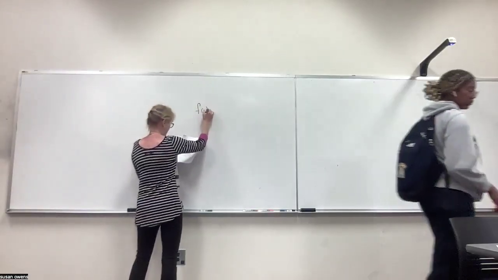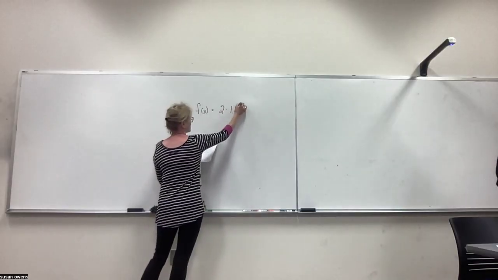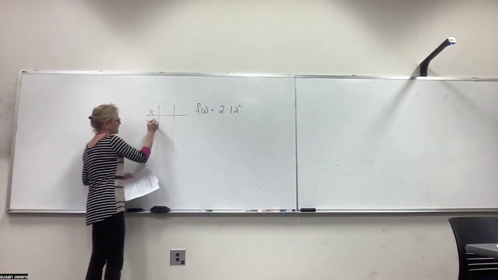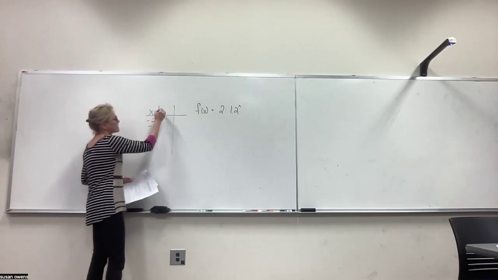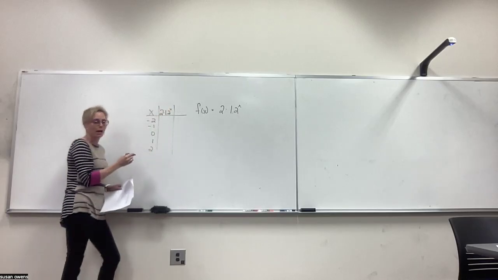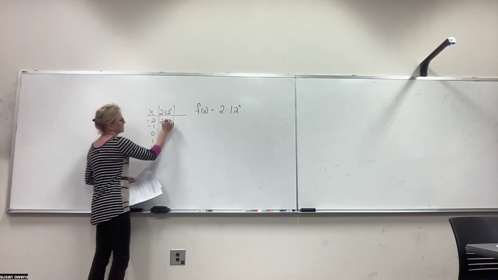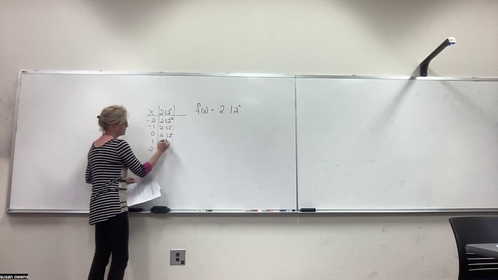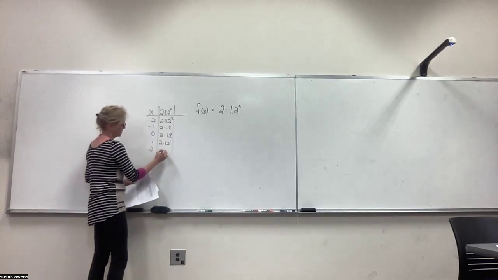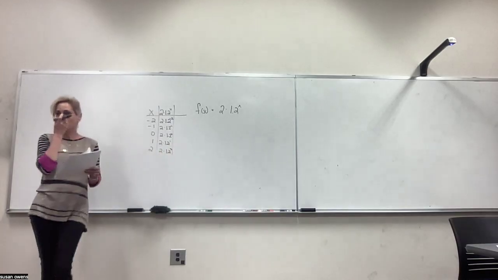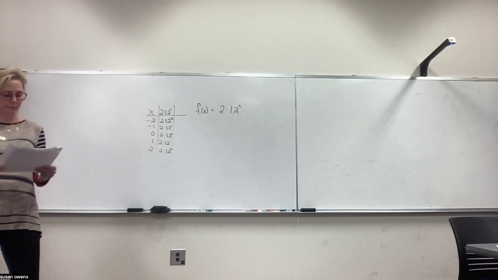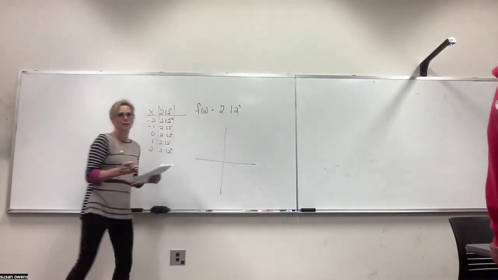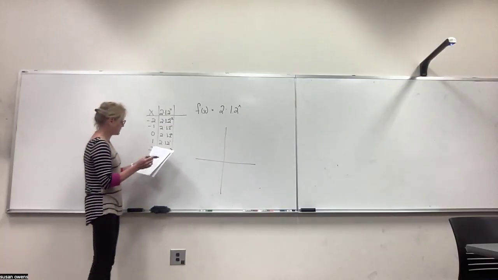So the first one that we're going to graph is f of x equals 2 times 1.2 to the x. The easiest way I think to graph these is to make your x-y chart. You pick -2, -1, 0, 1, and 2, and substitute those into the equation, just using your calculator, solving for what the output would be, and graphing those points.